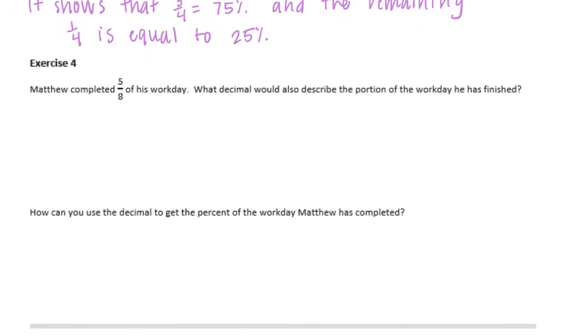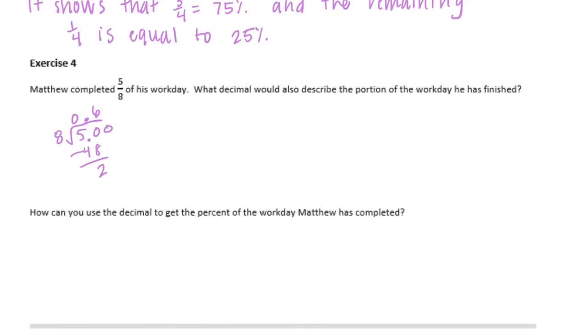Exercise 4. Matthew completed 5/8 of his workday. What decimal would also describe the portion of the workday he has finished? We need to make this into a decimal, and we can do that by dividing. So I'm going to do 5 divided by 8. And since we're working with decimals, I'm going to put my decimal there and move it up. So 8 can't go into 5. I'm going to put a 0 there. 8 could go into 50. Let's see, 8 times 6 is 48. So that's as close as we can get.